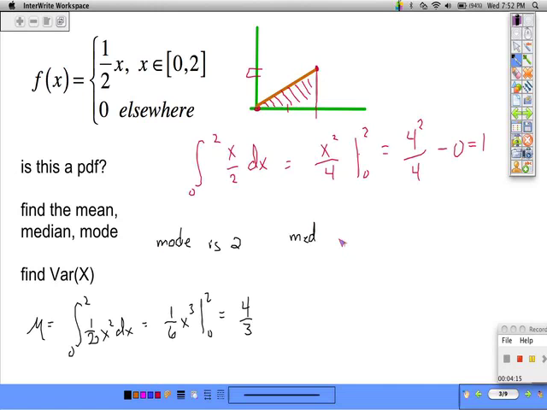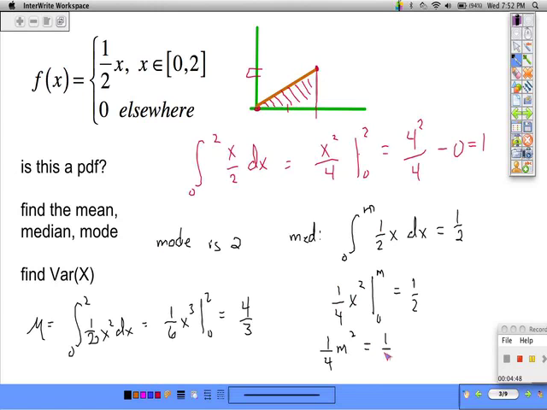The median, we look at the integral from 0 to some m value, which is the median of the function. And we want to know, when does that equal 1/2? So we have 1/4 x squared evaluated from 0 to m equals 1/2. So we have 1/4 m squared equals 1/2. And we can solve this and get m is equal to the square root of 2. The median value is square root of 2.